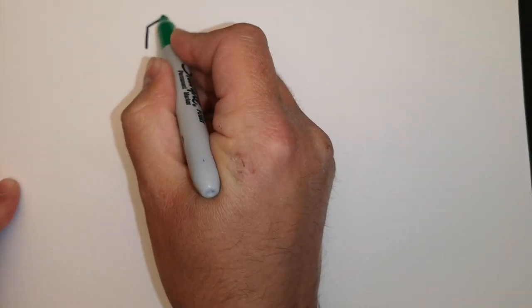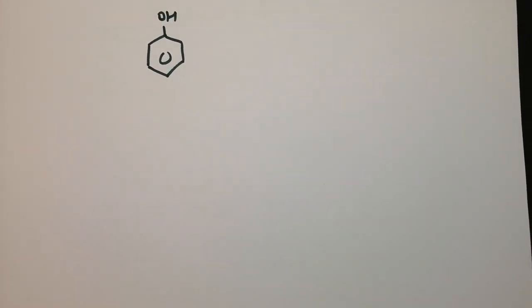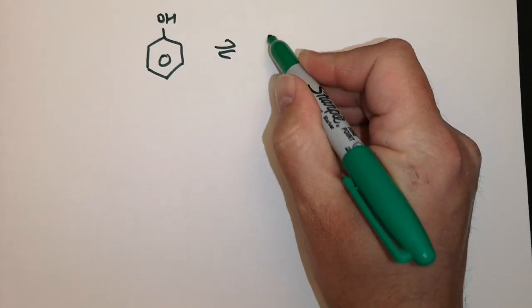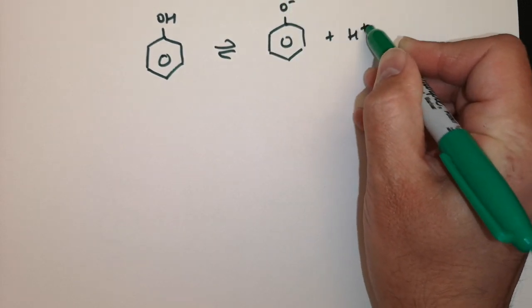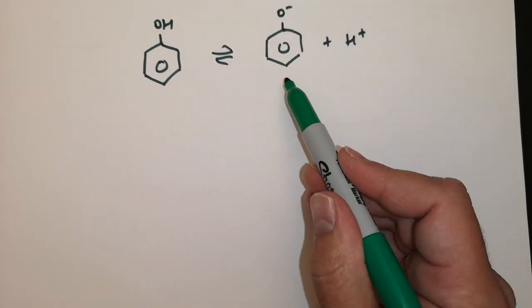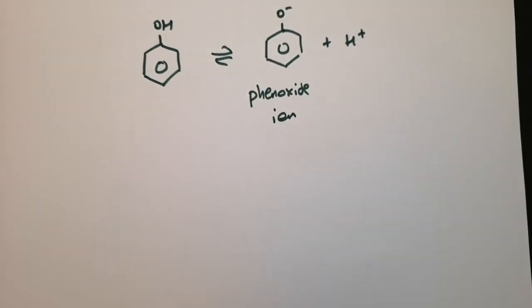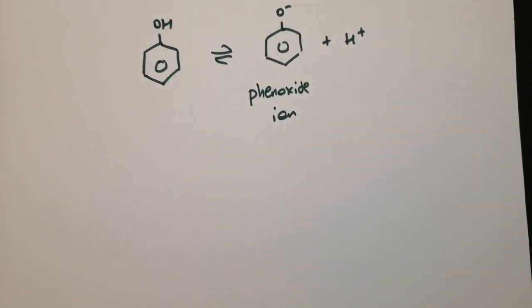Another type of reaction you'll have to look at is the fact that phenol is a weak acid. By weak acid, if you remember from year 12, a weak acid will partially dissociate. So by having an equilibrium arrow there, it will partially dissociate into this, which is called the phenoxide ion, and a proton, an H+ ion. What that means is it will react with strong bases.